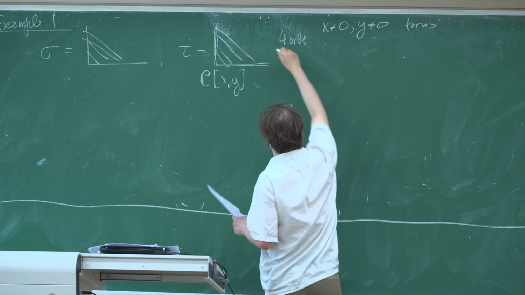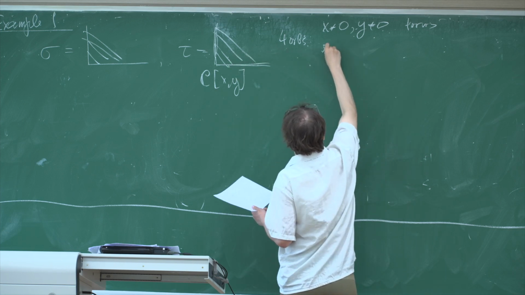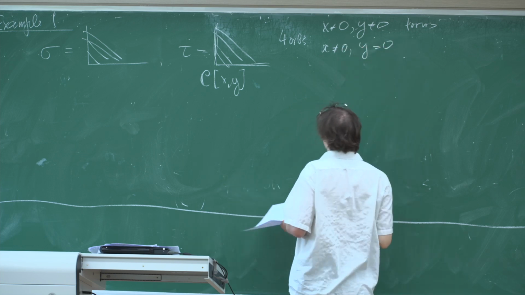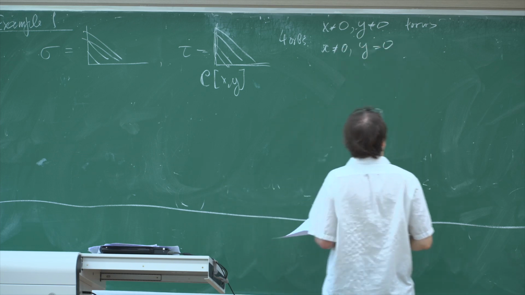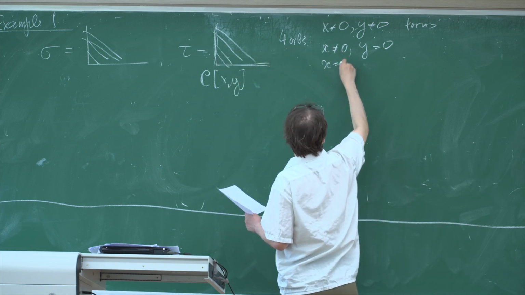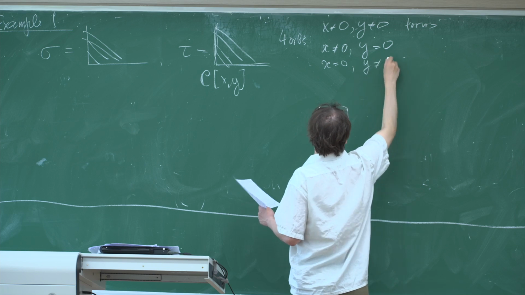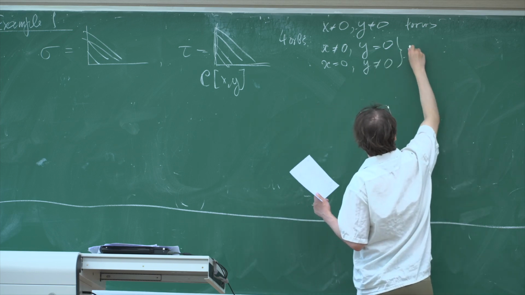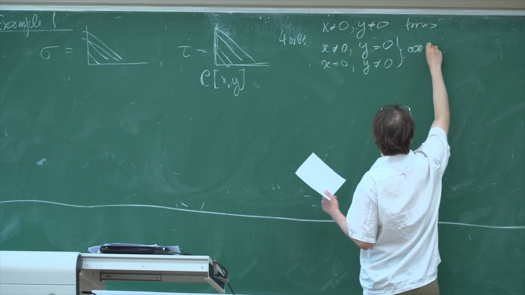And here we have x not 0, but y is 0. And here we have x is 0, but y is not 0. These are coordinate axes without 0.